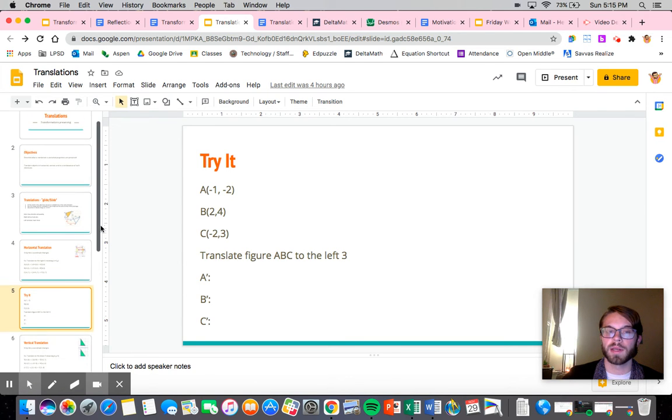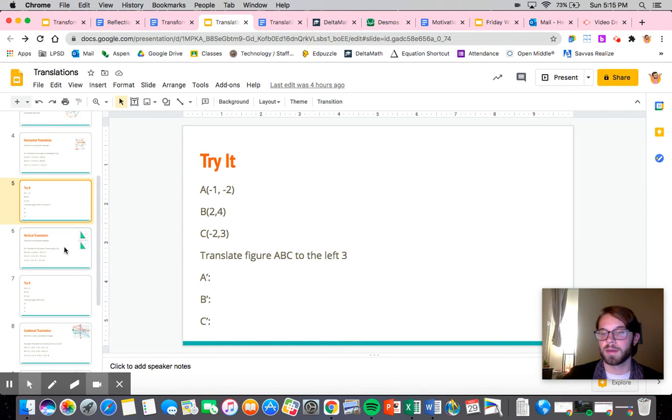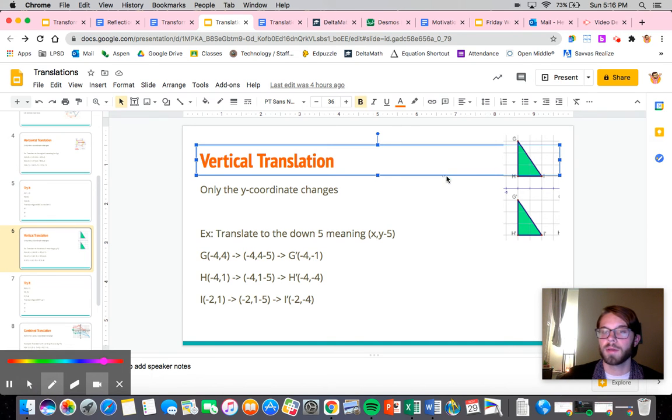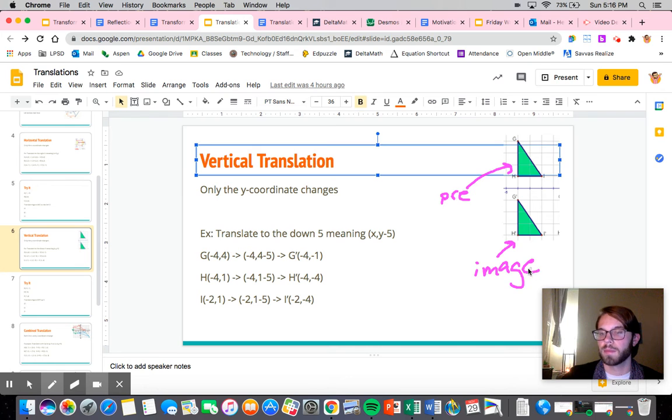So let's look at our next one. We looked at horizontal. Next will be vertical. Right. So here we have a vertical translation. Here's our pre-image. And then here's my image. Again, you can tell from the primes. Okay, so here's my pre-image, here's my image. And now on a vertical, only the y coordinates will change, right? So G is just going down, H is just going down, I is just going down, all right?